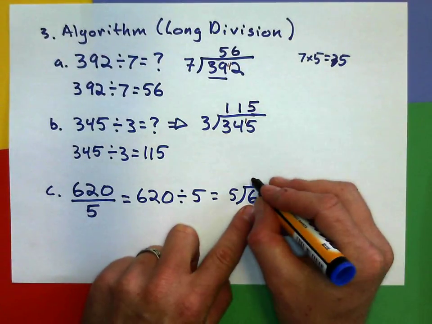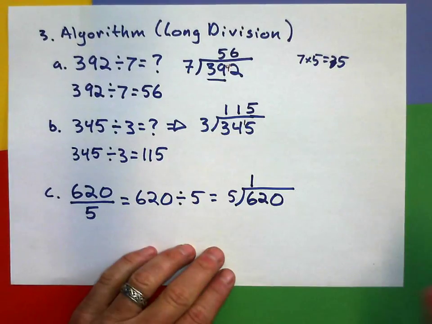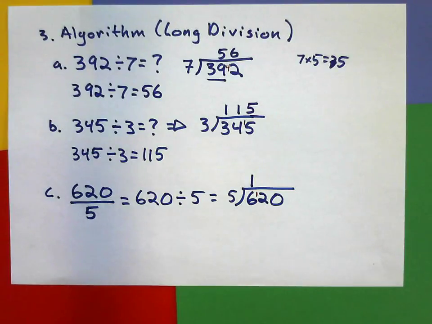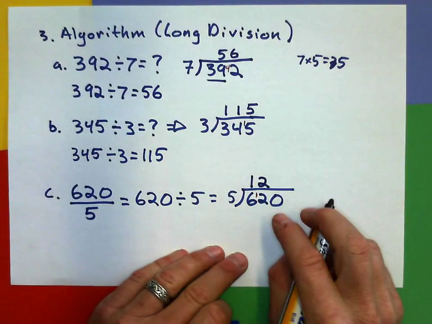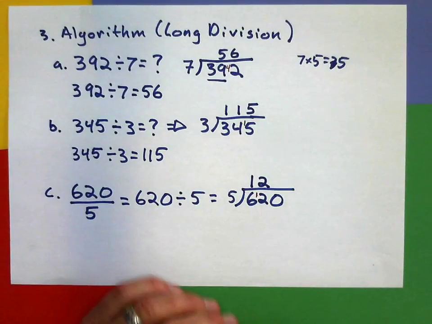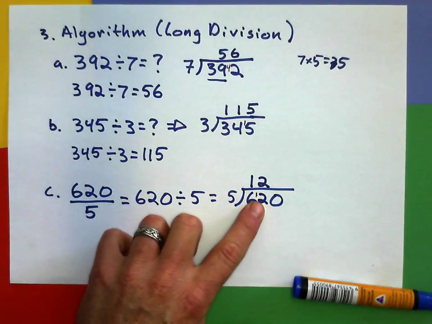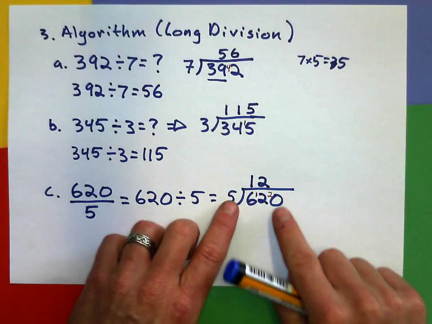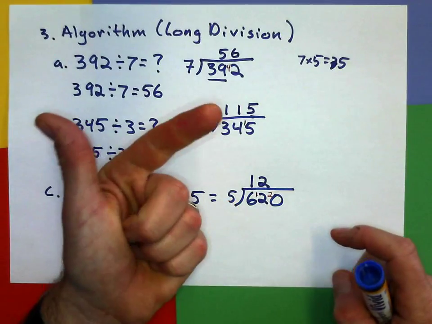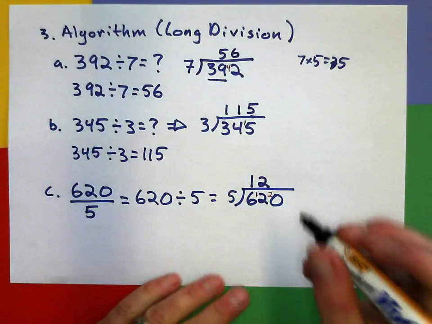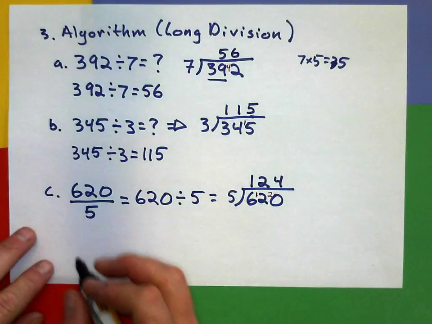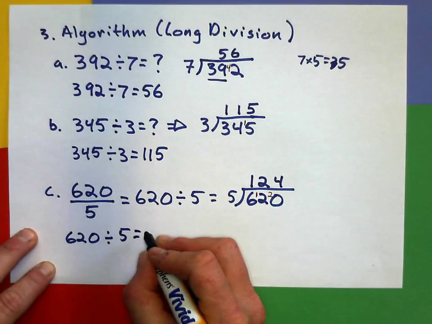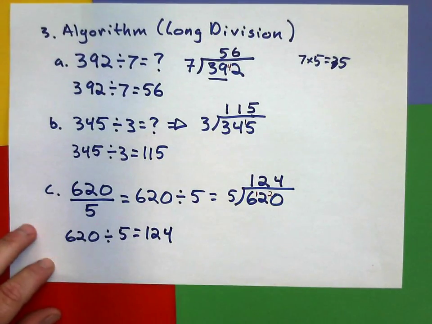5 into 6. 5 goes into 6 one time, with how many left over? I think 1. Put it right there. 5 into 12 goes 2 times, because 5 times 2 is 10. And how many are left over? 10 into 12, there's 2 left over. And now I go 5 into 20. 5 goes into 20, 5, 10, 15, 20, 4 times. So my answer, 620 divided by 5 gives me 124.